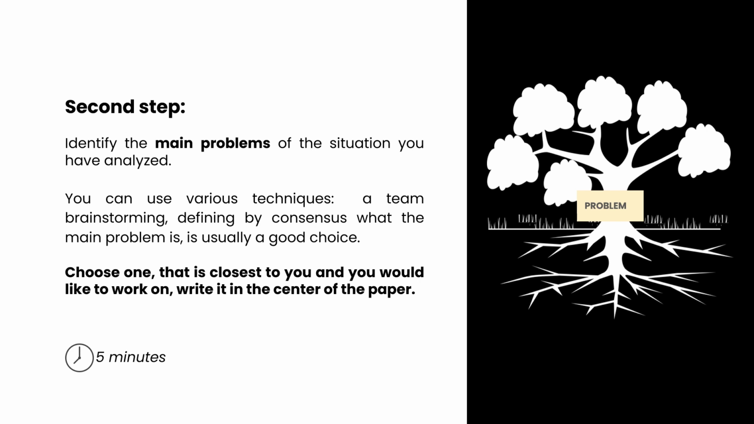Next, identify the main problems of the situation you have analyzed. You can use various techniques. A team brainstorming, defining by consensus what the main problem is, is usually a good choice. Choose one that is closest to you and you would like to work on. Write it in the center of the paper.